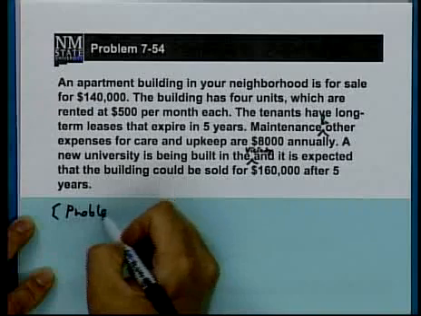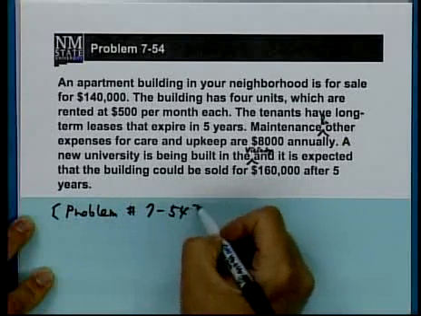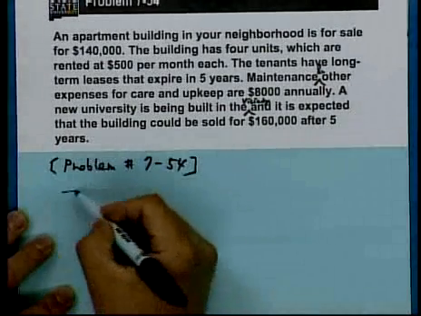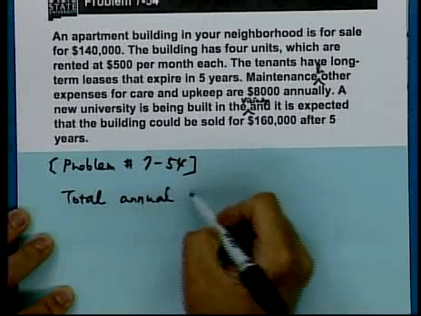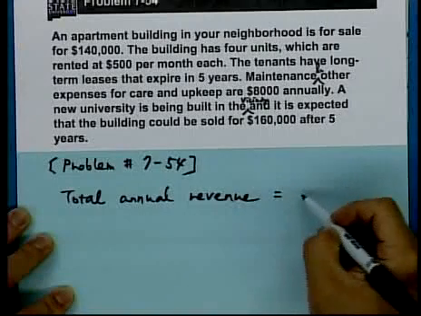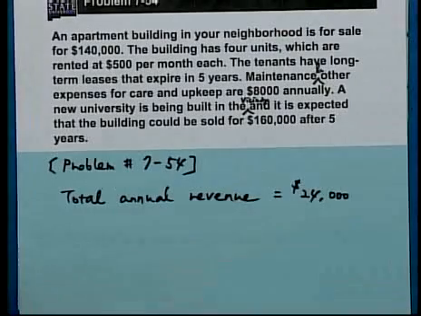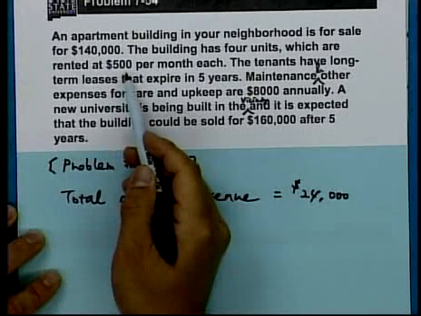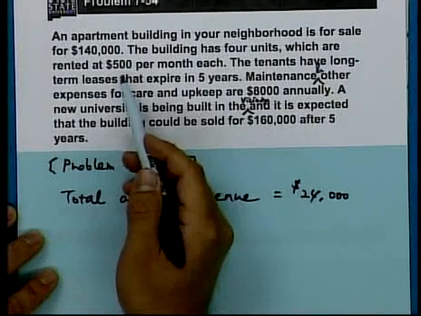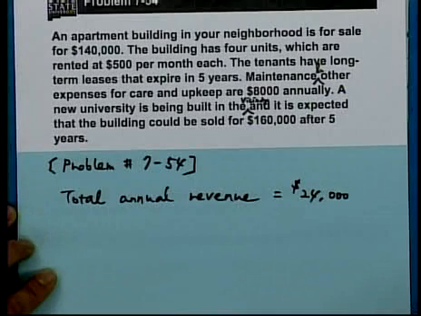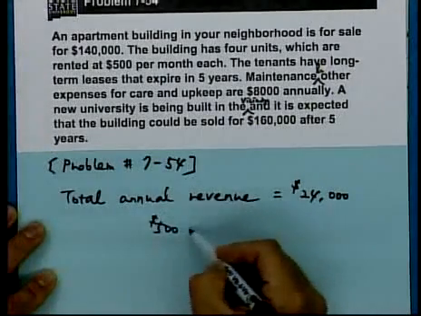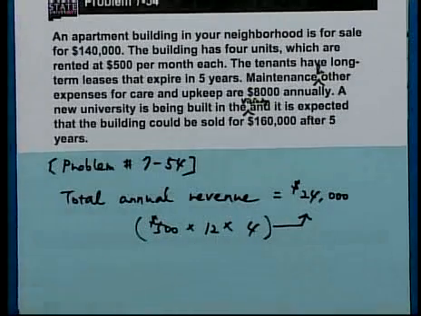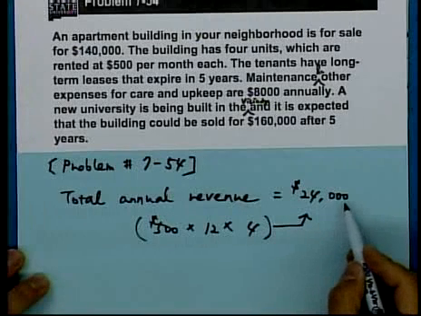So this is problem number 7-54. The total annual revenues are $24,000. Why is that? A monthly apartment rent is $500 per month for each unit, right? And there are 12 months in a year, and there are 4 units in the apartment building. So $500 times 12 months times 4 units will be $24,000. Okay, so this is going to be the total annual revenue.